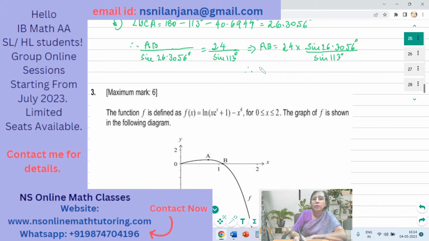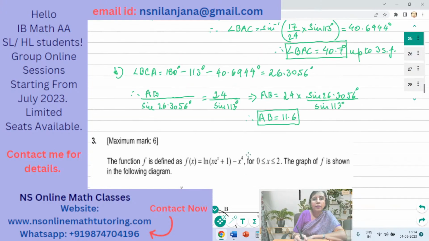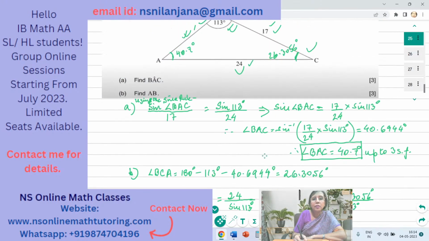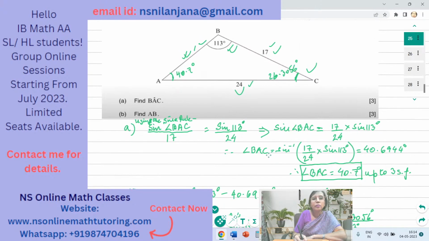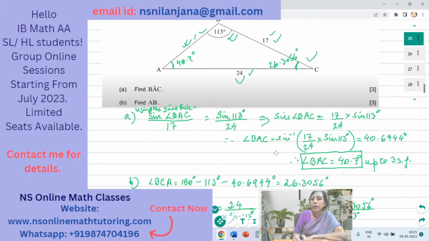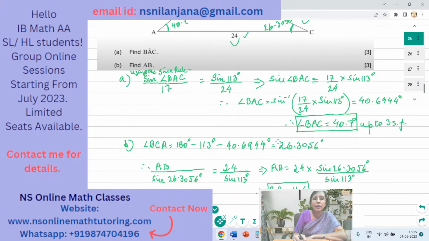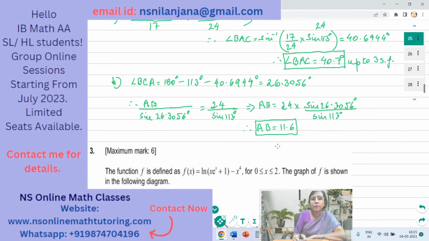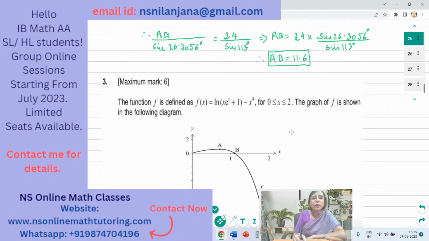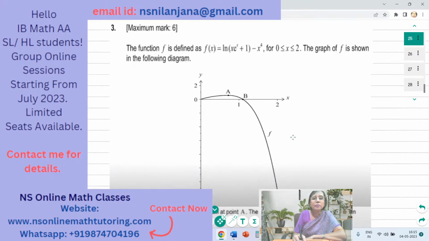Therefore, it will be equal to that. There were the two subparts A and B, and we have completed both of them. So we come to question number 3.